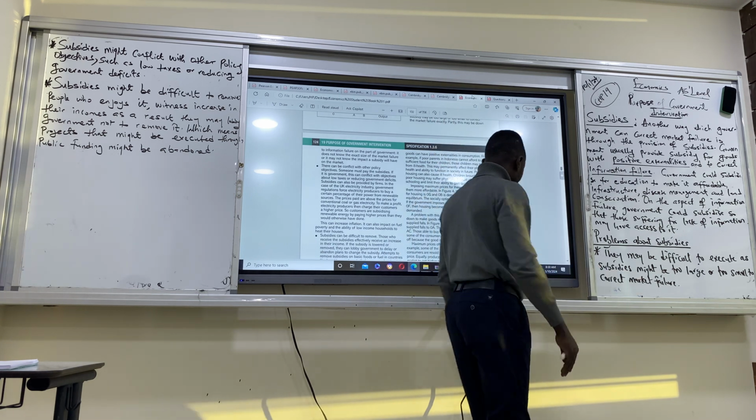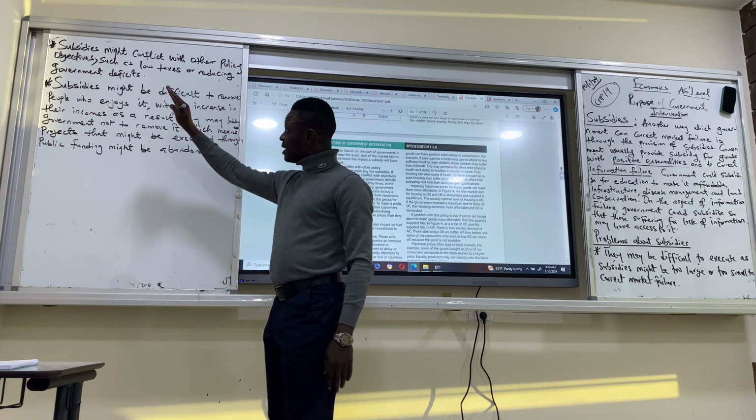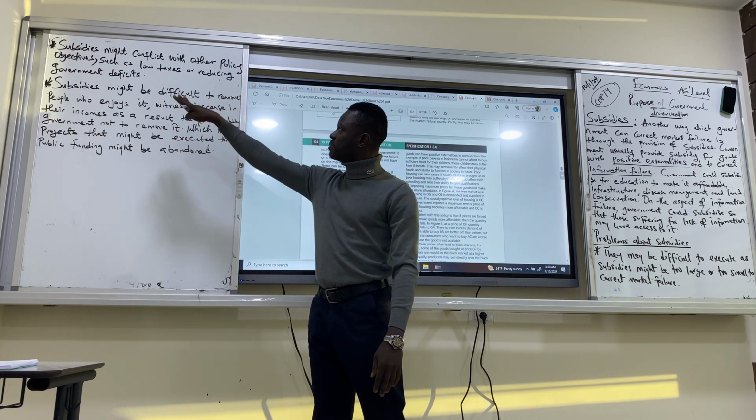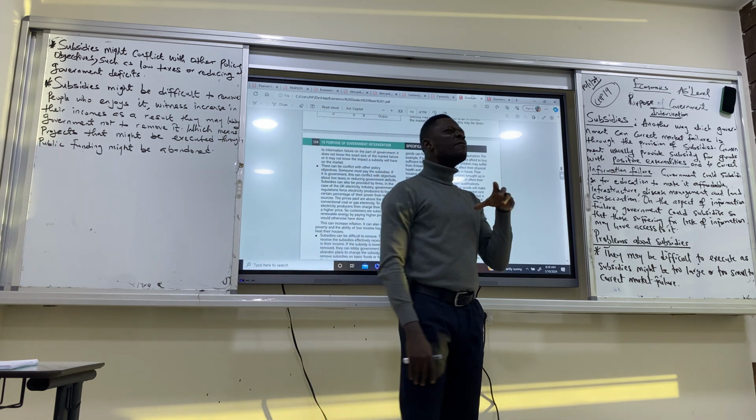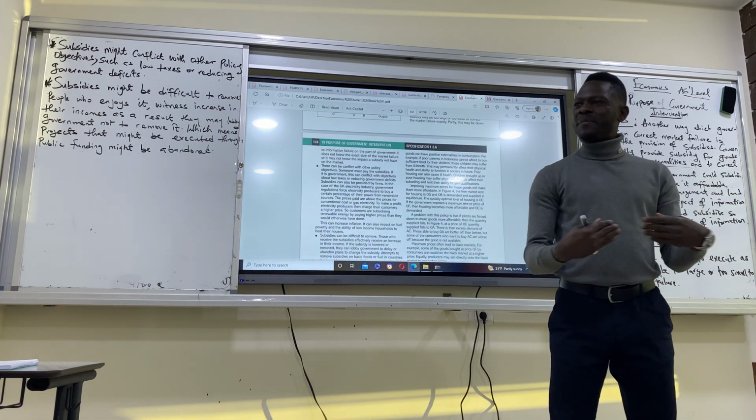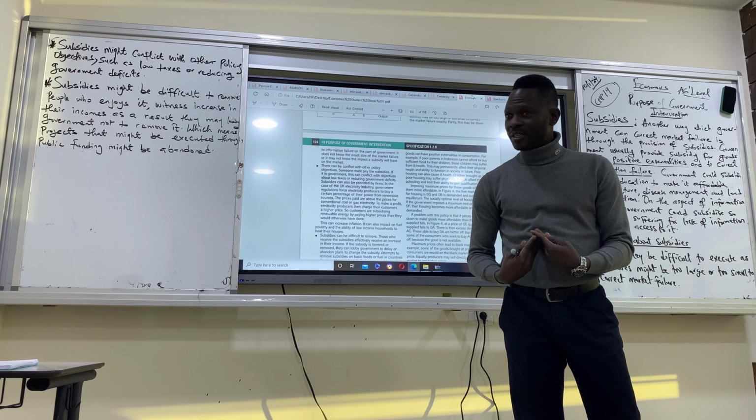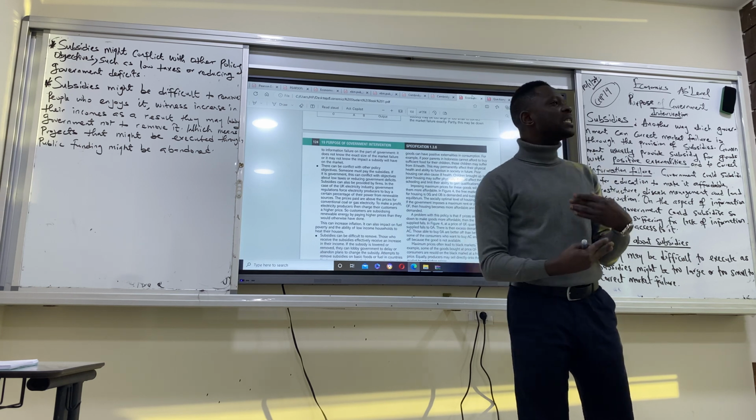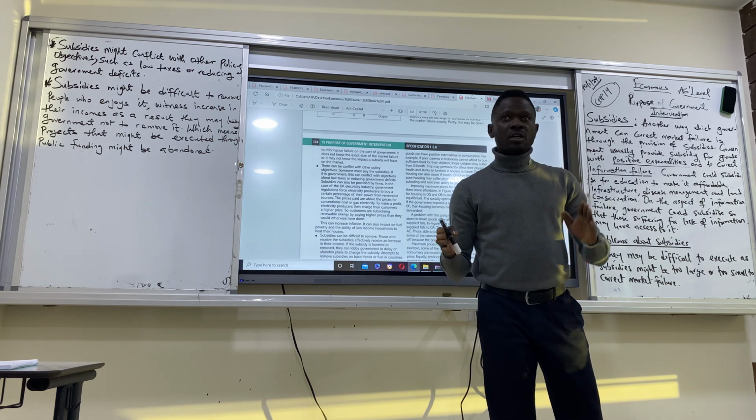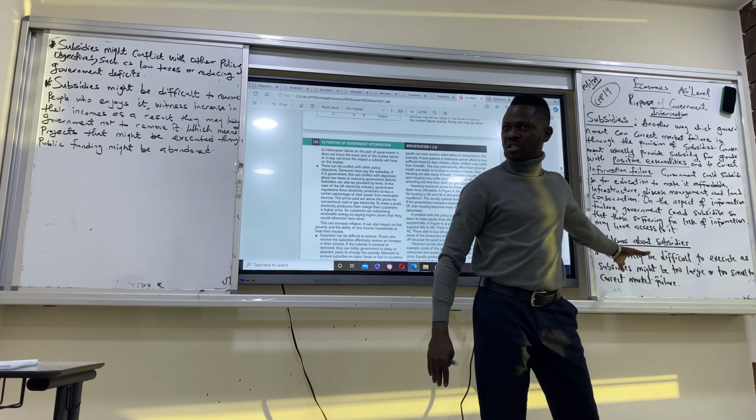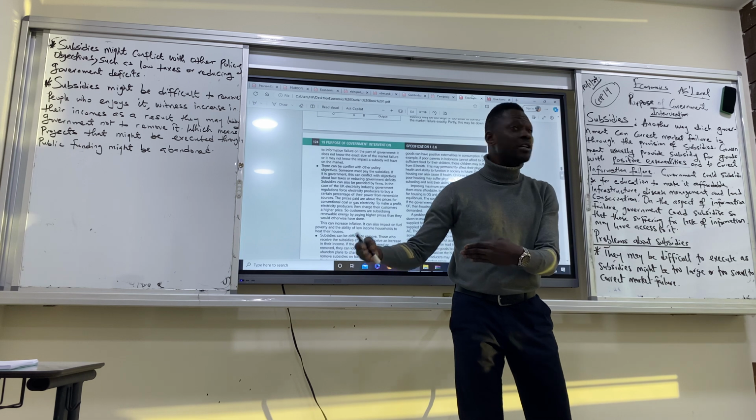That's the first problem. The second one, subsidies might conflict with other policy objectives, such as low taxes or reducing government deficits. When government subsidizes, it means government is spending. Subsidy means government spending. So if government is spending, it might mean that there's going to be opportunity cost. Government spending on maybe education might mean that government will not be able to spend on healthcare.